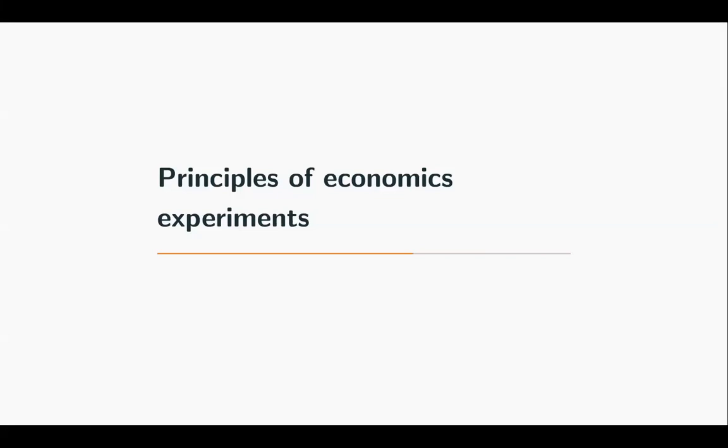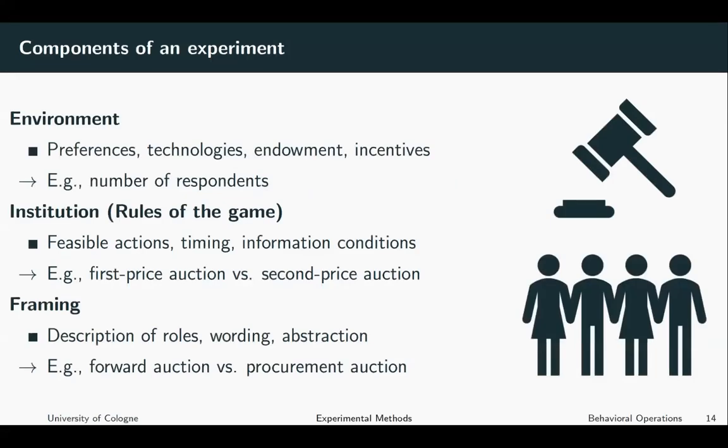Next, we want to look at some principles of economics experiments. And let us start with talking about the different components of an experiment. An experiment consists of an environment. An environment is given by the preferences of the participants, the technologies used, the endowment, the incentives.